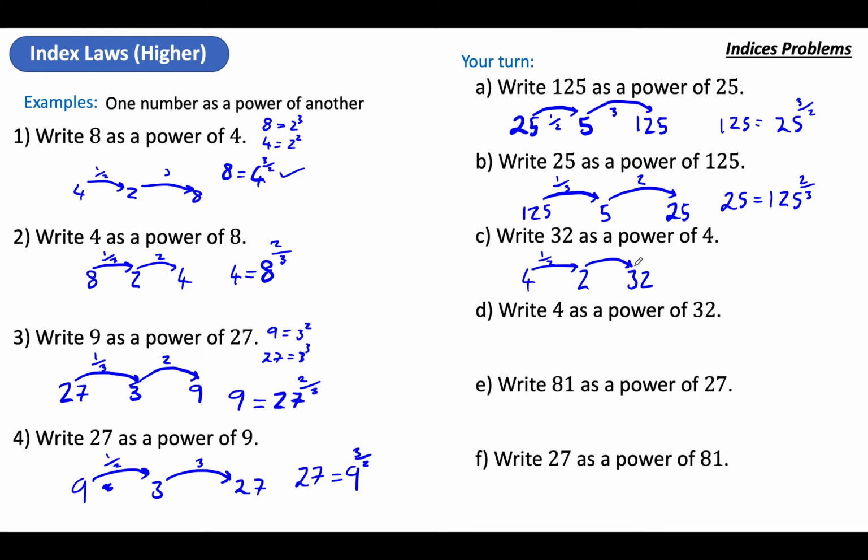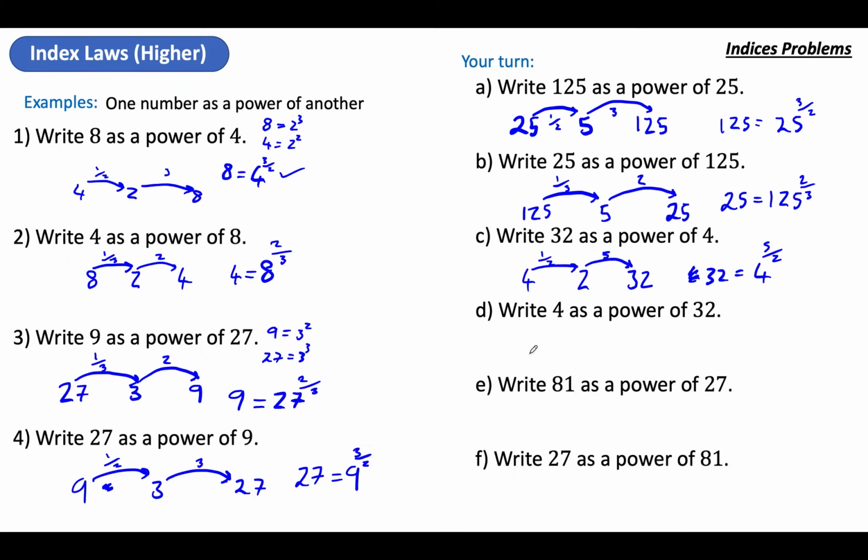Right, what power of 2 is 32? Well, from the last video we had this loads. It's power of 5: 2 times 2 times 2 times 2 times 2. Which means 32 equals 4 to the power of, put these two together, 5 over 2. Yeah, we're writing 32 as a power of 4. 4 to the power of 5/2, or 5 halves.